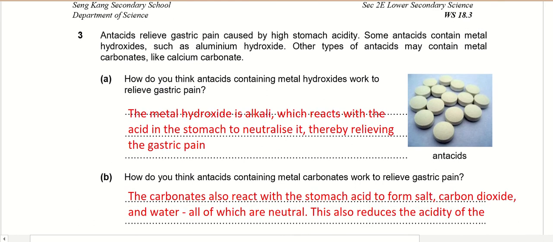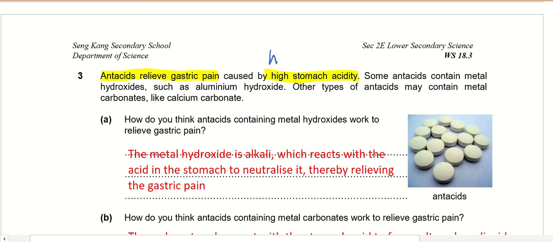Okay, next. Antacids relieve gastric pain caused by high stomach acidity. We've discussed this in class before. Stomach acid is hydrochloric acid. So to relieve gastric pain caused by hydrochloric acid, as you can tell, antacids probably serve to get rid of the acid. No other ways.